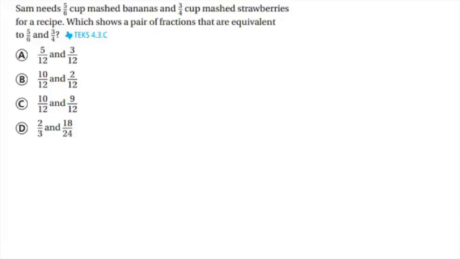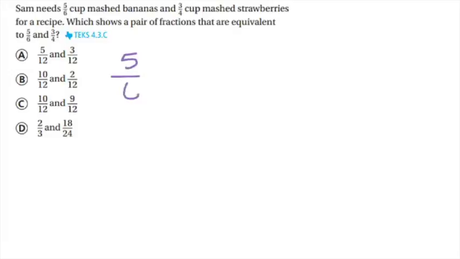In our second problem, it says, Sam needs 5/6 cup mashed bananas and 3/4 cup mashed strawberries for a recipe. Ooh, I wonder what he's making. Which shows a pair of fractions that are equivalent to 5/6 and 3/4? Okay, so looking at my denominators, I see 12ths, 12ths, 12ths, 12ths, 12ths, 12ths, and then thirds and 24ths. So I'm looking at the fractions I'm working with. I have 5/6 and I have 3/4.